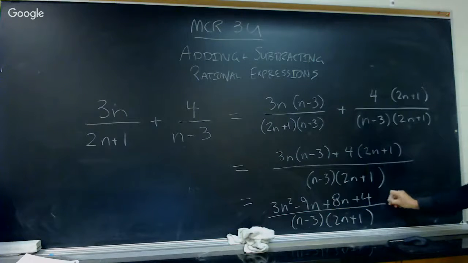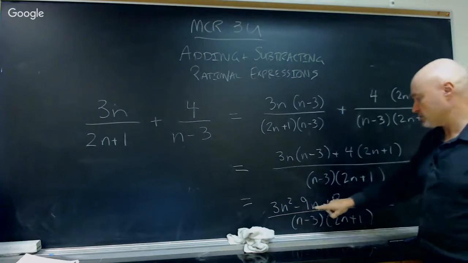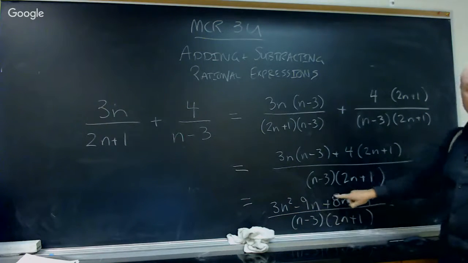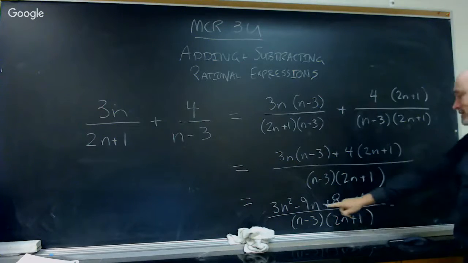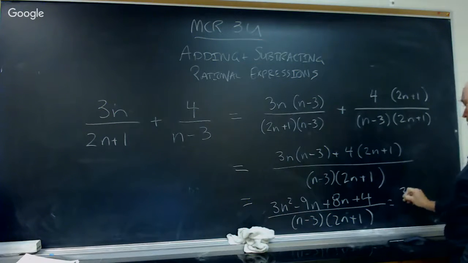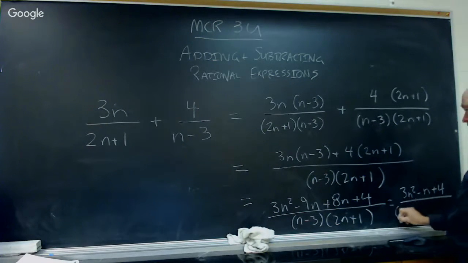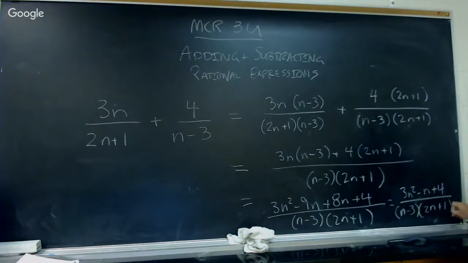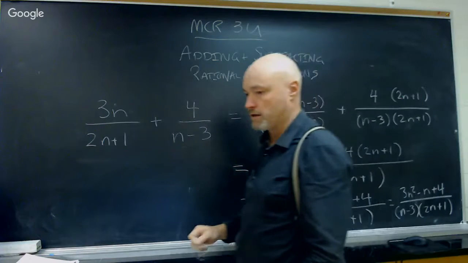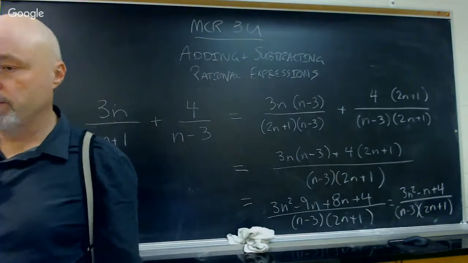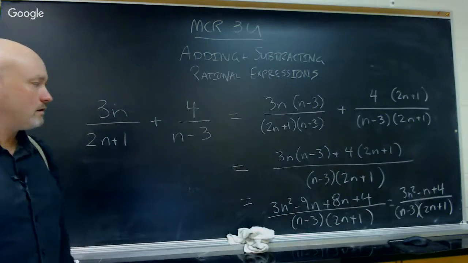Okay, and that simplifies again because I can collect my like terms. In other words, I can combine these n terms. 3n squared is all by itself, minus n plus 4. And I'm just going to leave the bottom factored. There we go.